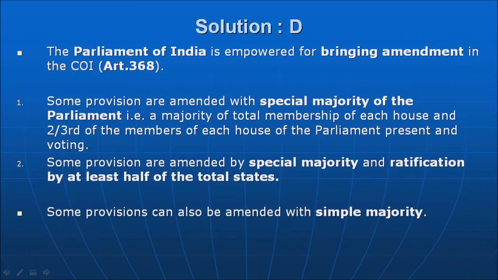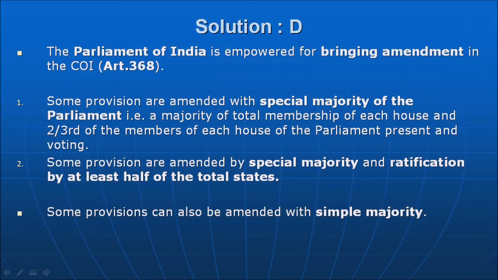So the Parliament of India is empowered to bring amendments in the Constitution of India according to Article 368 of the Constitution. So not the President is empowered to bring the amendment, but the Parliament of India, and it can be done via special majority of the Parliament, that is the majority of total membership of each house and 2/3 of the members of each house of the Parliament present and voting.